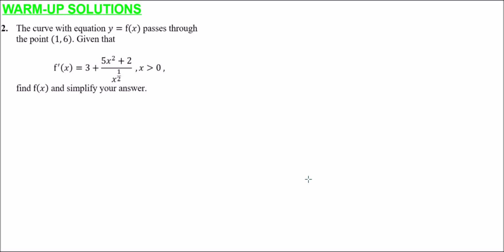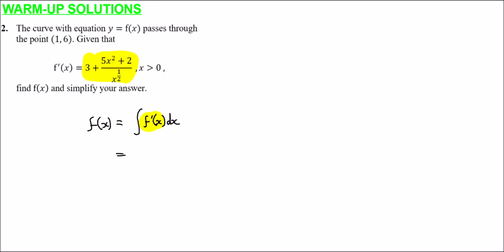Question 2. We have a curve with equation y equals f of x passing through the point 1, 6. We're given the derivative function is this. We now need to find f of x and simplify the answer. So f of x will be the integral of the derivative function with respect to x. So all we need to do here is to integrate this thing here. We're going to integrate all of this with respect to x.